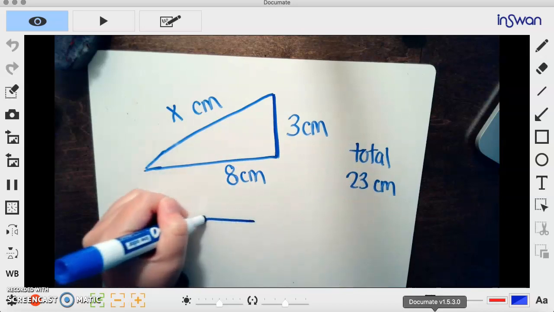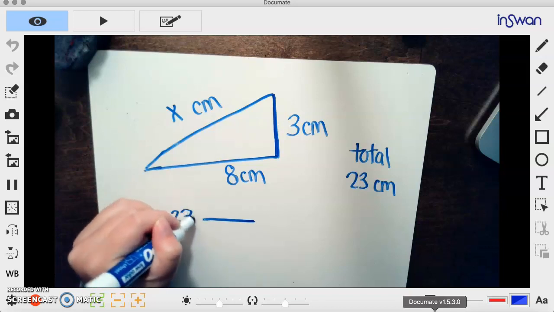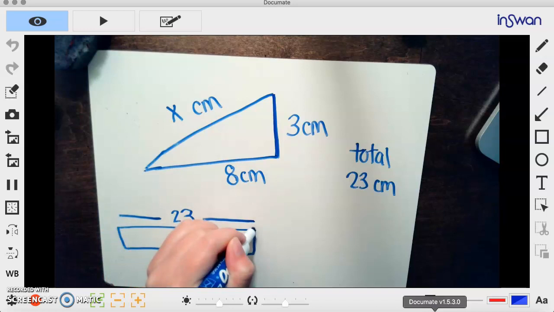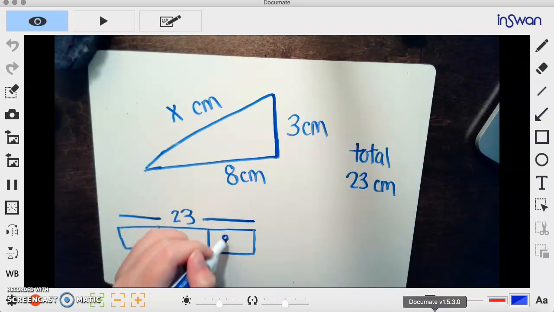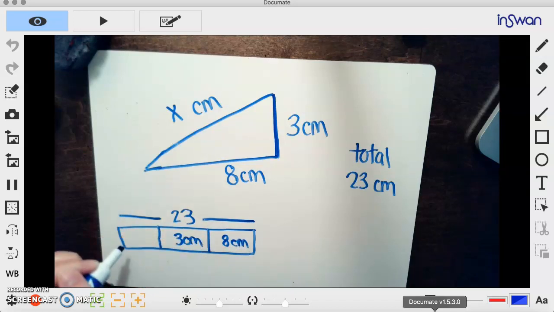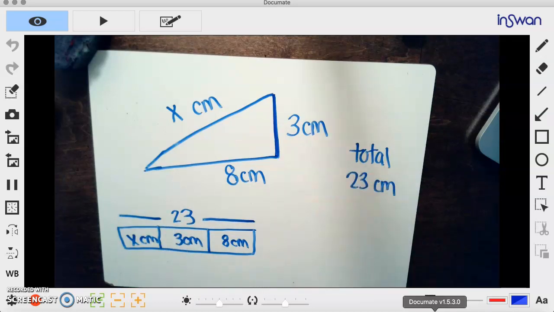So if I wanted to do a bar diagram, I could do something like this and say, okay, 23 is my total, and what makes up that 23 is 3 parts: my 8 centimeters, my 3 centimeters, and my x centimeters. So these 3 parts will equal 23. So I know that the number is not going to be any larger than 23. That wouldn't make sense because, like I said, it's my total.